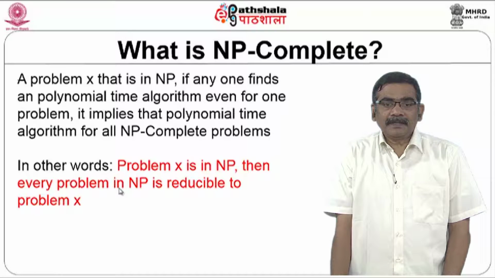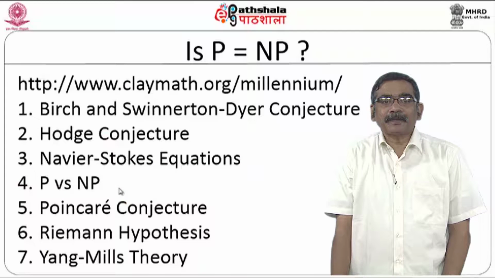So, the difference is very simple. NP-complete is a set of problems, and these problems are well related to each other. Each problem can be reduced to another problem, and if a solution is obtained for one problem, then the entire problem set will vanish. This kind of problem is called an NP-complete problem.